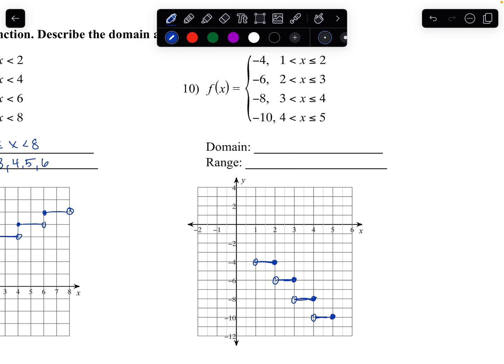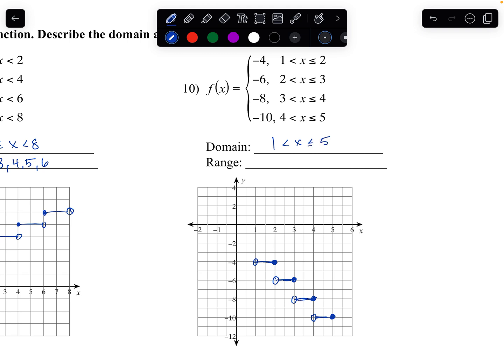And there you go. So the domain in this case, the x values start as low as 1 and go as far as 6, right? So you can see we're covering all the x values in between. However, we don't include 1. 1 is not included in the domain. That's going to be less than or equal to 5.